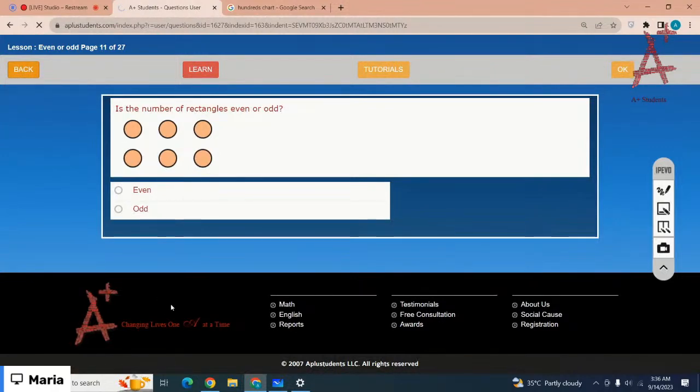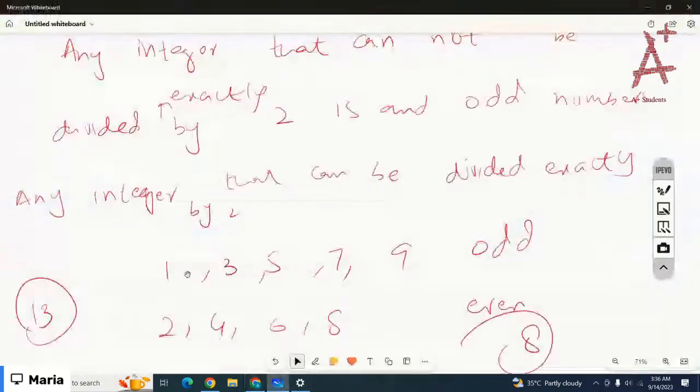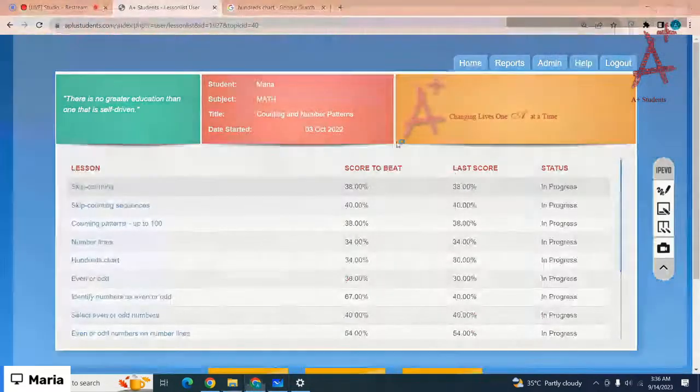The other thing is you have to identify if a number is even or odd, right? How do you identify? You just have to look at the ones digit of a number. If the ones digit of the number is 0, 2, 4, 6 or 8, that means the number is even, right? And if they are ending with 1, 3, 5, 7 and 9, they are the odd numbers. That is the easiest way to identify if the number is even or odd. Let's just start with the practice questions.